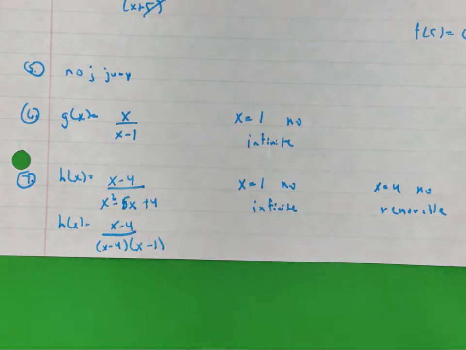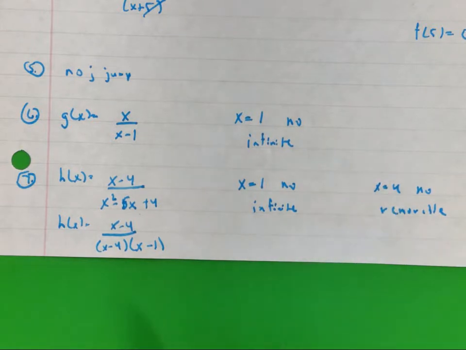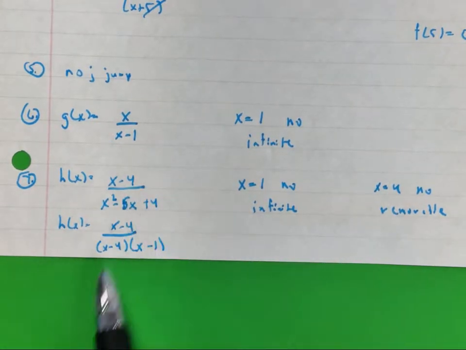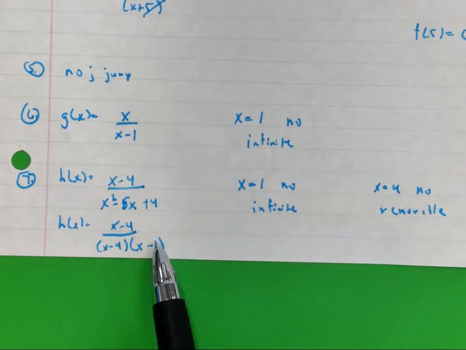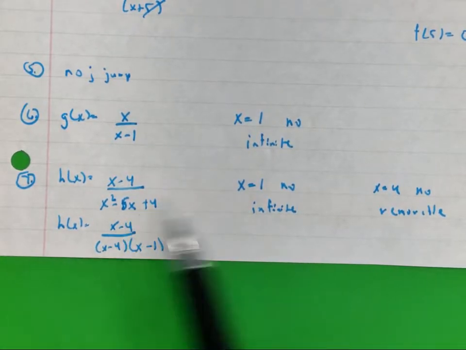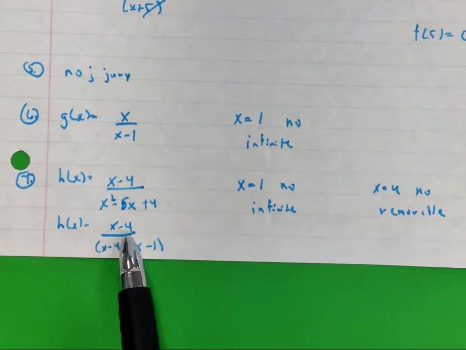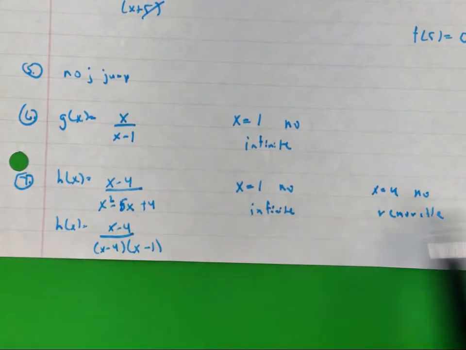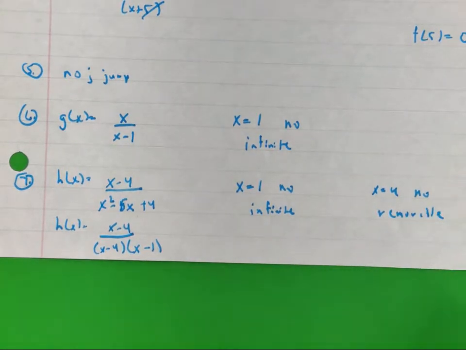Number 7, I want to determine x equals 1 and x equals 4. Okay? I factor it, so I see what's going on. Well, x equals 1, that's related to this parentheses. I can't do any canceling, so that's infinite. X equals 4 is related to this parentheses. Can I cancel those out? That is removable. Number 8 is a piecewise. No, it's a jump automatically.